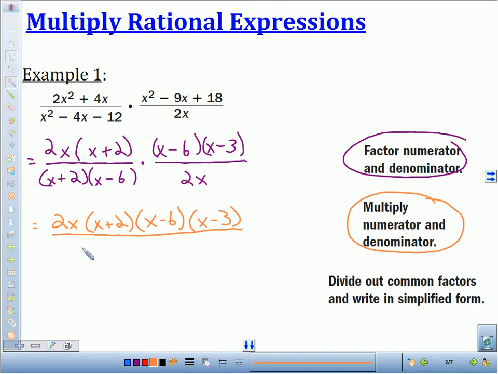Now, let's see over here. We have a 2x on the bottom. We're going to put that in front. We have x plus 2, and we have x minus 6.